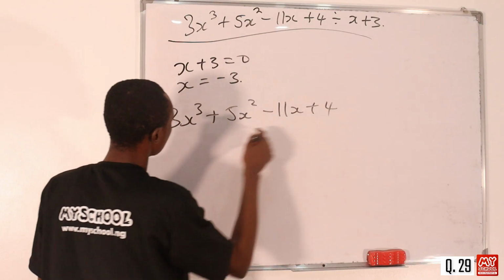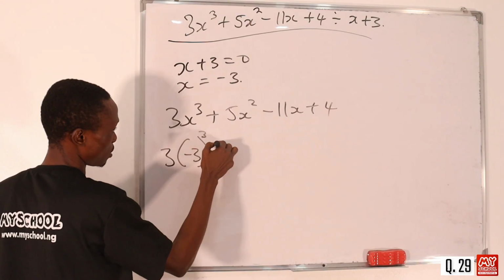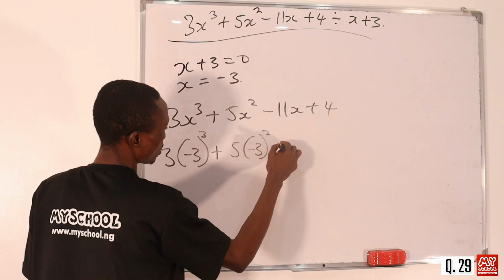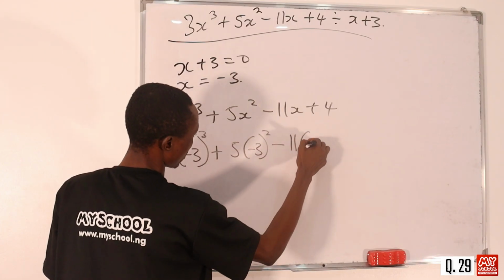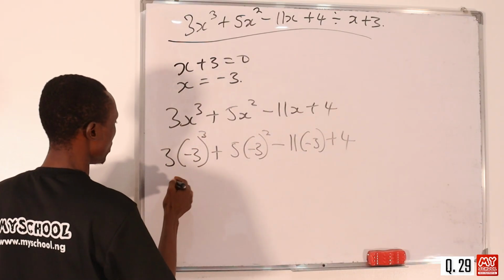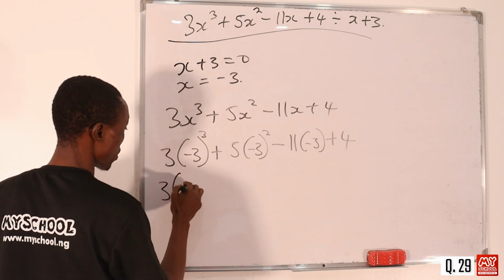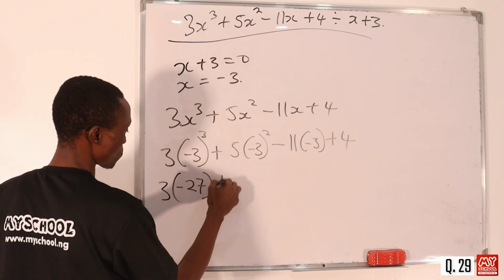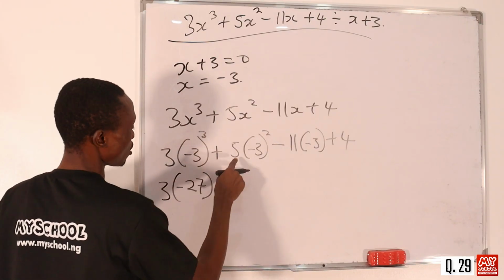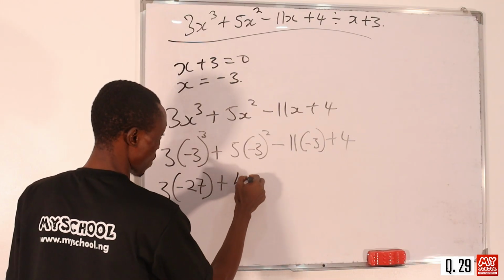So let's do that. So here we'll be having 3 times bracket minus 3 raised to power 3, then plus 5 bracket minus 3 raised to power 2, then minus 11 bracket minus 3 plus 4. So this will be equals to 3 times minus 27. Then plus, of course, minus 3 raised to power 2 is going to give us 9, sorry. So 5 times 9, that will give us 45.